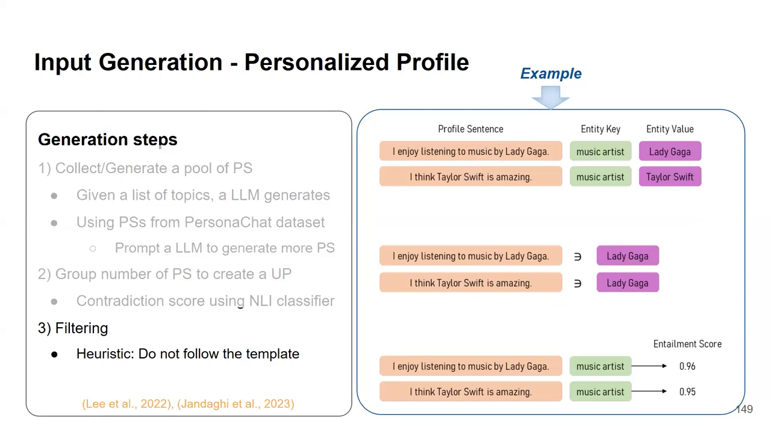And then we have a filtering step. Maybe a profile sentence is generated based on some entities, and heuristic rules can be used for filtering, to check whether these entities are in the profile sentences or not.